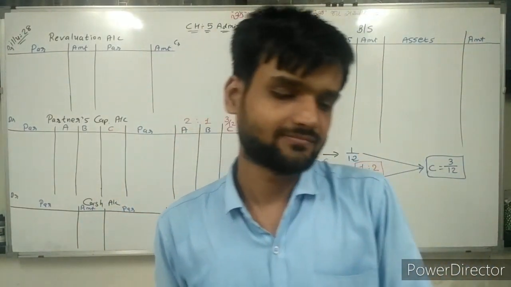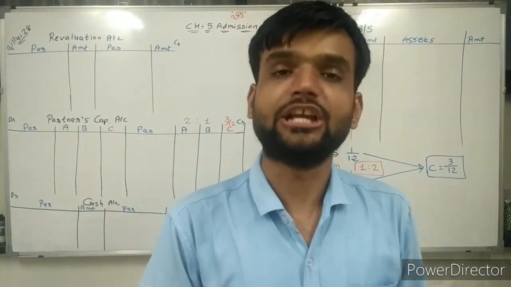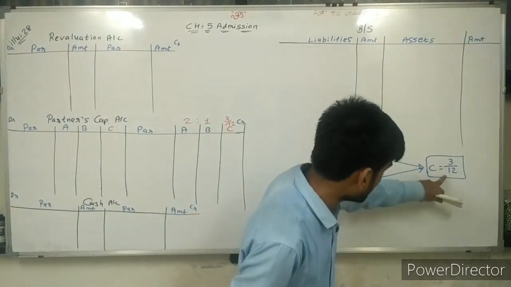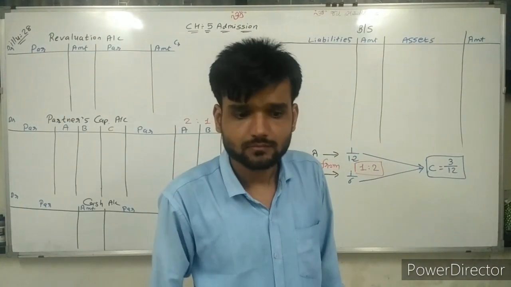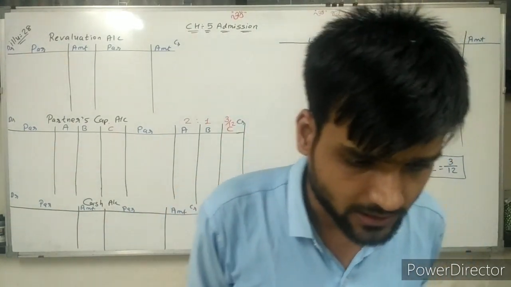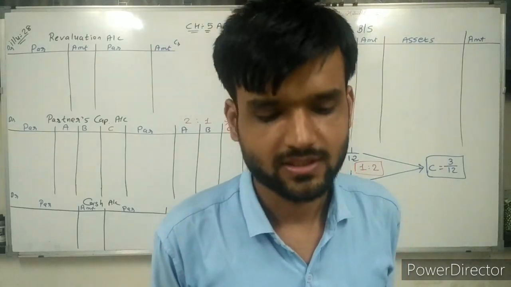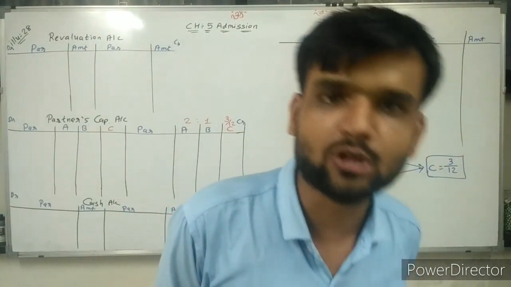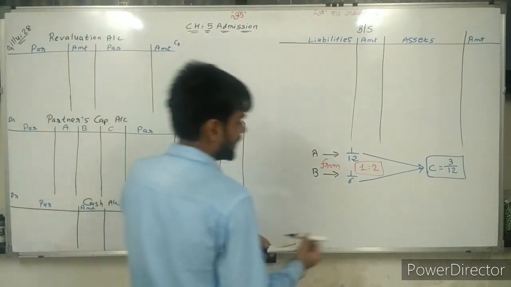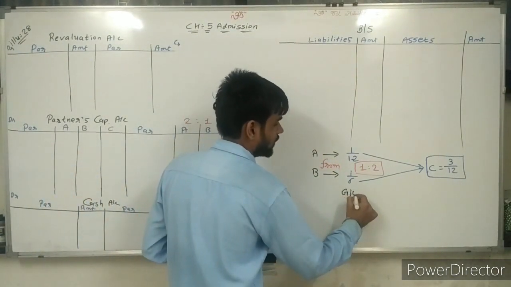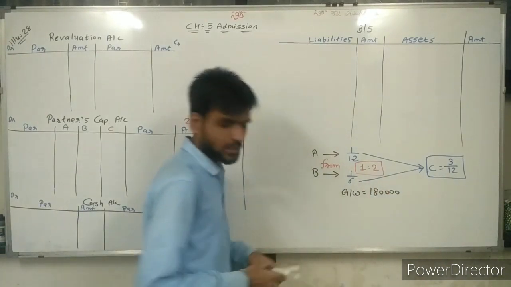Going ahead, adjustment number 3. C brings his share of goodwill in cash. It means 3 upon 12 is brought in cash. Now what is the value of goodwill? Goodwill is valued at rupees 1,80,000. So first of all, I am writing: value of goodwill is equal to 1,80,000.